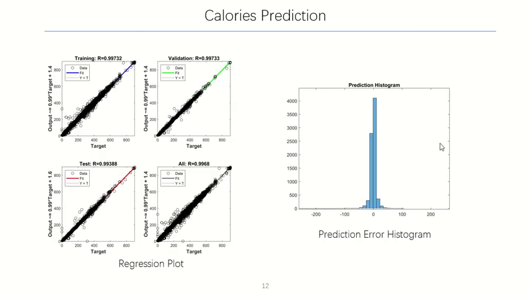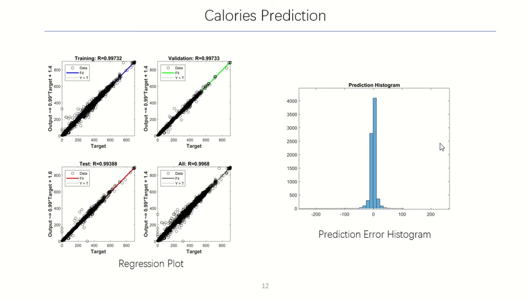I also plotted out the regression, and I also looked at the error histogram. I actually used different values of hidden layers and also neurons. But for the regression fit, the R value is always very high and very close to 1, no matter whether it's training or validation or test or all of them. So the R number is always very close to 1.